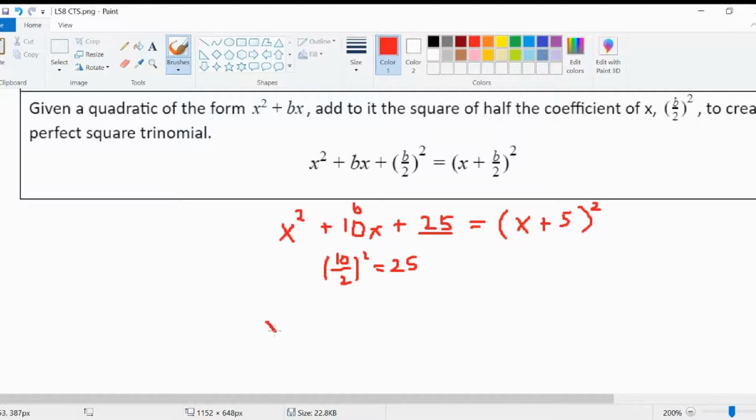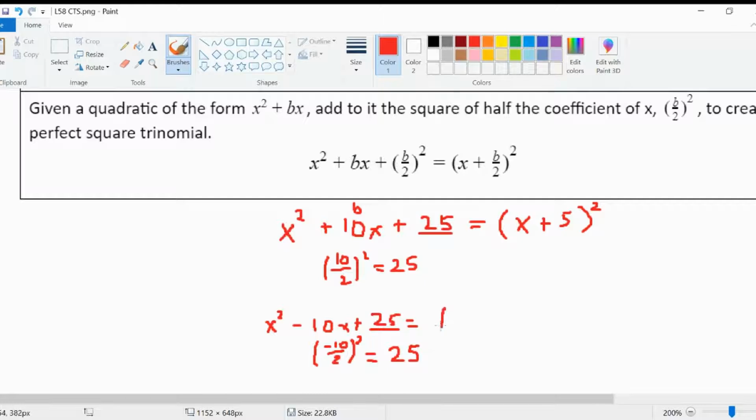Let's take a look at one additional. Let's say I had x squared minus 10x plus something that needs to equal something that I can factor. So again, we'll take our b term, which is negative 10, divided by 2, squared. Well, negative 10 divided by 2 is negative 5. Negative 5 squared is still going to be 25. So you'll find that the c term is always going to be positive, because whenever you square a negative number, it still ends up being positive.